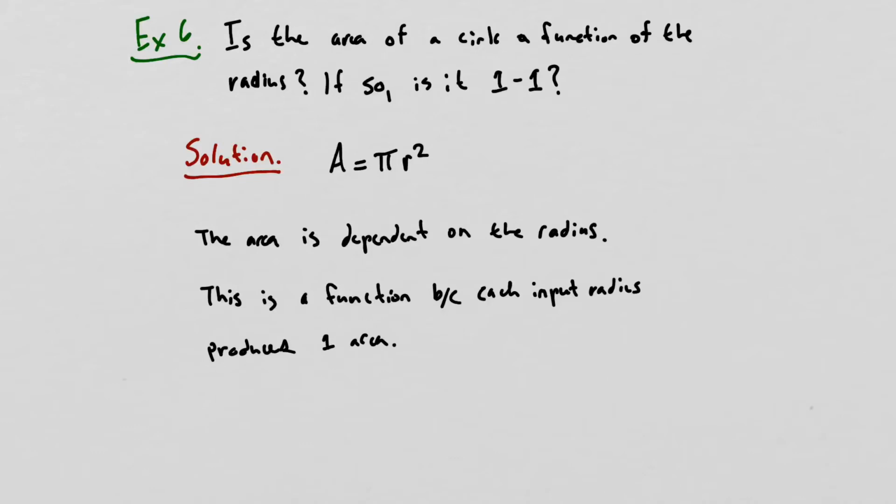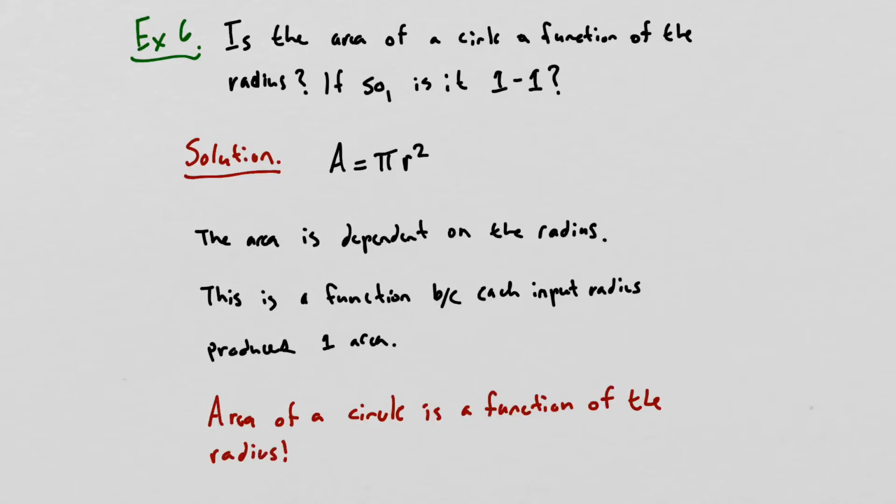And the reason, maybe a more precise reason, is because the radius is a positive number, and a positive number squared is always positive. So we're done with part 1, but let me just go ahead and write down, that again, area of a circle is a function of the radius. So let's move to part 2. We want to check to see if this function is one-to-one.